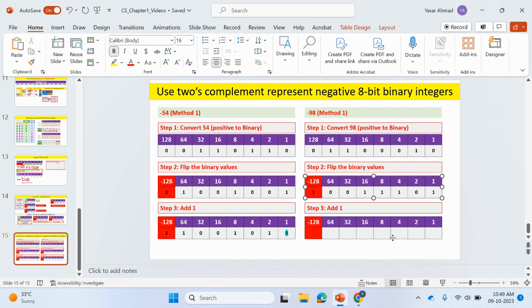And the last step is we need to add 1. So we're going to copy this, but we're just going to add 1. So 1, 0, 0, 1, 1, 1. And again, because we're adding 1, we already have 1. We can just move that 1 across to 2 and then put 0 here.